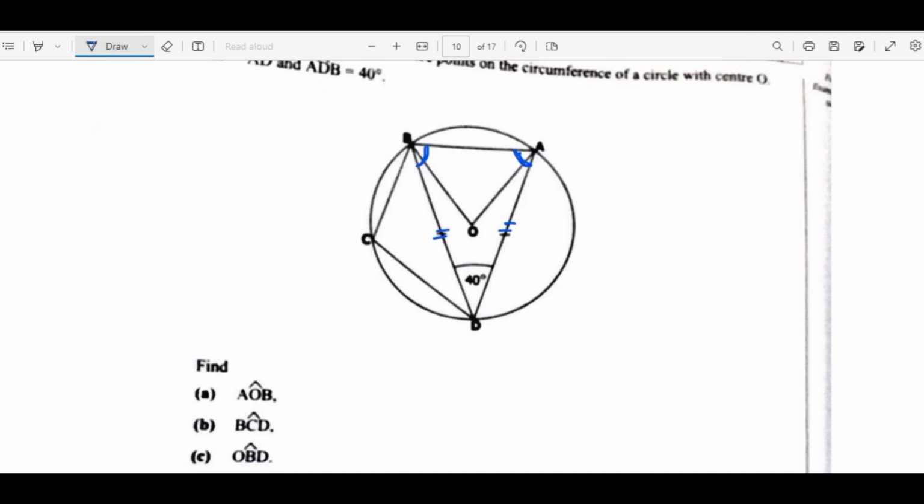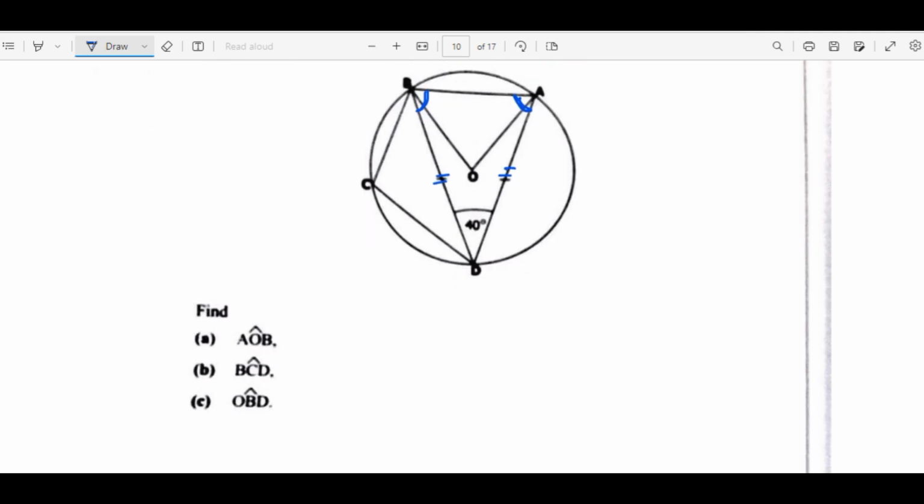Let's look at the first question. The first question is to find angle A or B, this angle. Now for this one, we are going to use the property that the angle at the center is twice the angle on the circumference.